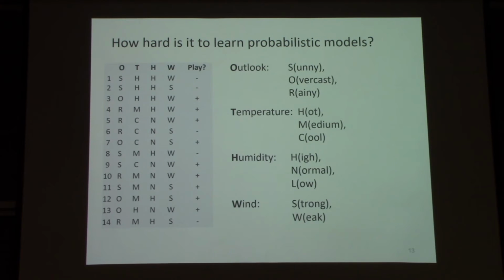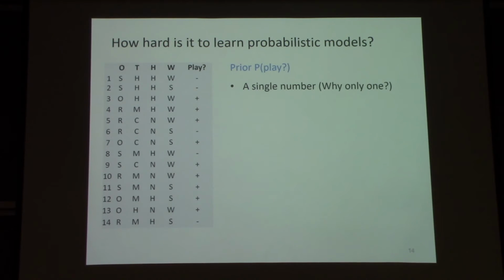So we have a label, play. First question, how many entries do you need to define the prior probability? I argue it's just one number. The prior probability is just one number. The other one is 1 minus that. The probability of not playing is 1 minus the probability of playing, so you just need one number to define the prior probability in this case.